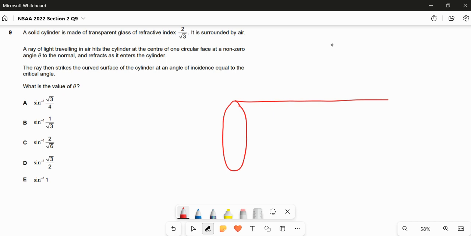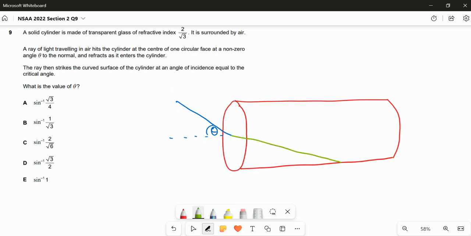Just drawing this, we have this setup. We have a ray of light entering at an angle theta, and it refracts. The ray then strikes the curved surface of the cylinder at an angle of incidence equal to the critical angle. So this ray would carry on and hit it there, and if it's at the critical angle, then the ray would travel along the boundary. So finishing this diagram, this would be 90, the second angle, and this would be the critical angle, theta c.